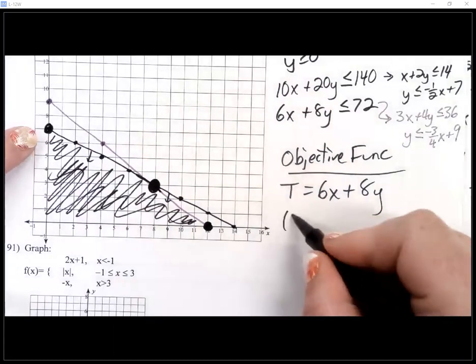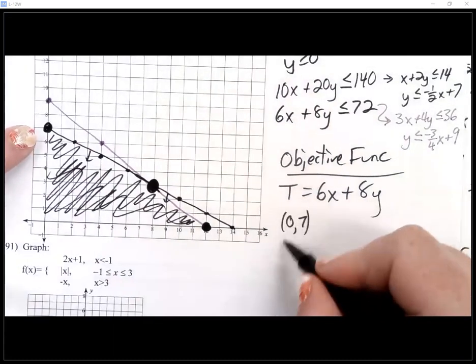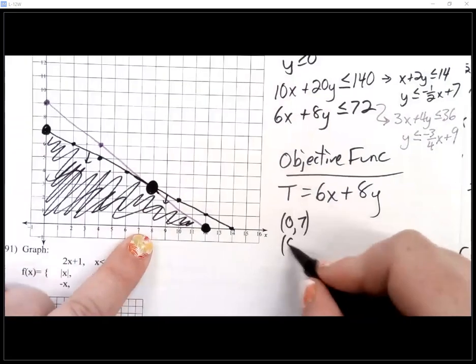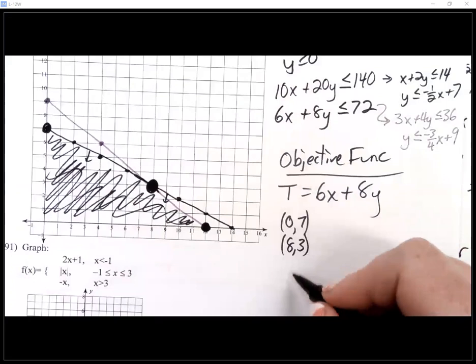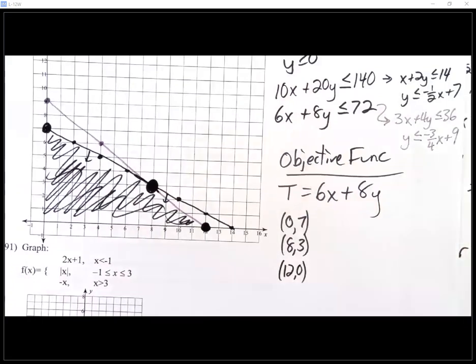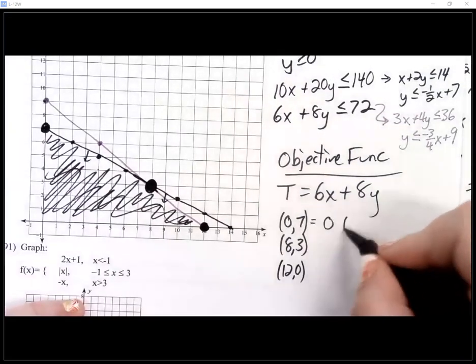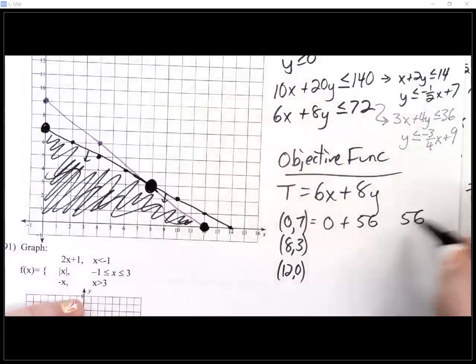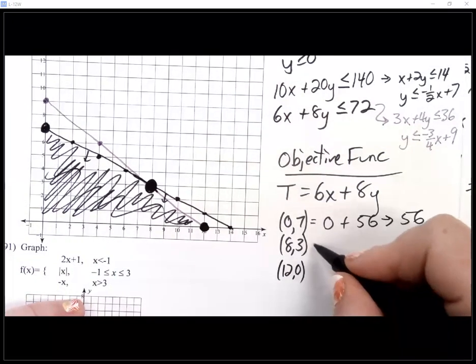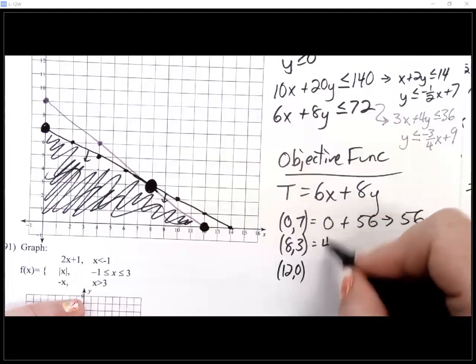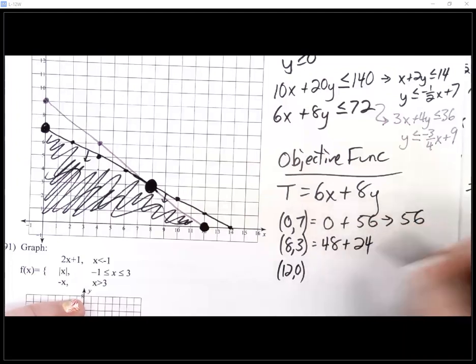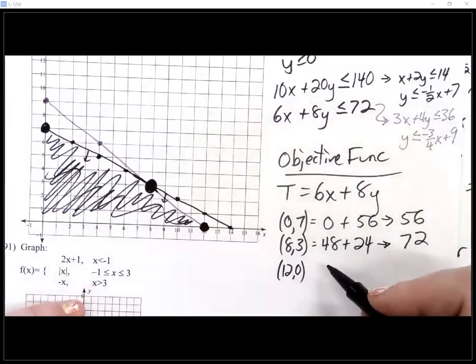So my coordinates are 0, 7, 8, 3, and 12, 0. So let's plug them in for X and Y and see who gets us the best. That'd be 0 plus 56, so I get 56 there. 6 times 8 is going to be 48 plus 24. What is that? 72? And then what's 12 times 6? Also 72? Plus 0. So this particular time, there ends up being a tie.